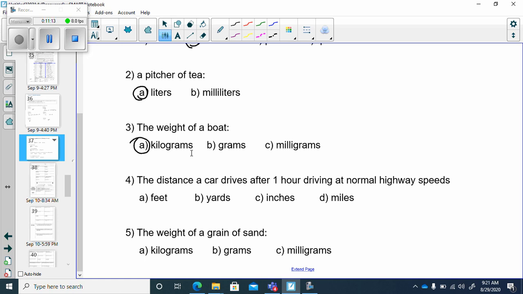That's 1,000 grams. How about the distance a car drives after 1 hour of driving at normal highway speeds? Would it be in feet, yards, inches, or miles? Miles, I would think, right? How about the weight of just a grain of sand? Okay, would that be in kilograms? That's 1,000 grams. Would that be in grams, or would that be in milligrams? Milligrams means 1,000th of a gram.